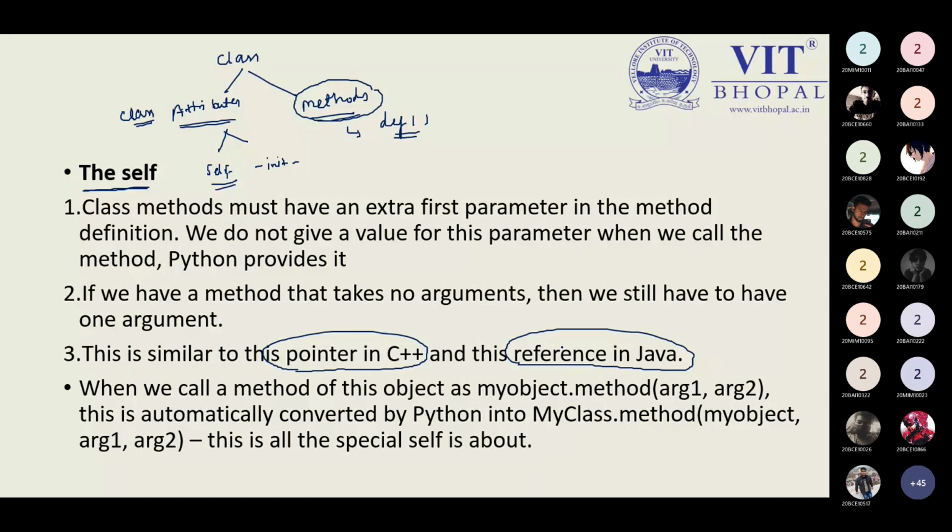It is similar to the pointer and the reference variable; in the same way we can use self. When we call the method, I will explain with the practical part, so you can easily check it. No need to worry about that. We will call a method, meaning some function, as my object dot method. My object is the name of the object, and method is the name of the method which is already defined. We can pass the parameters arg1, arg2, and this is automatically converted by Python into my class.